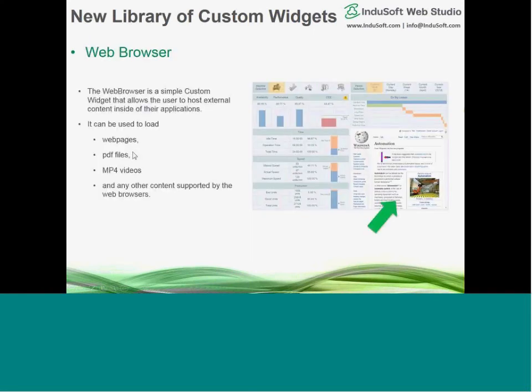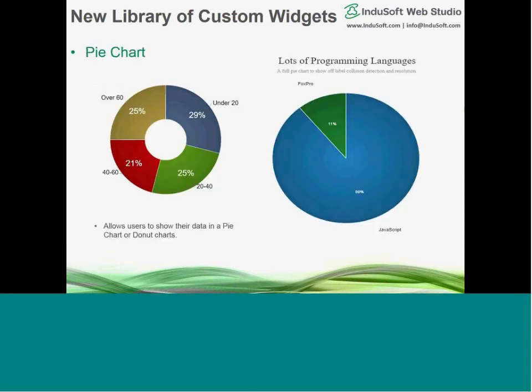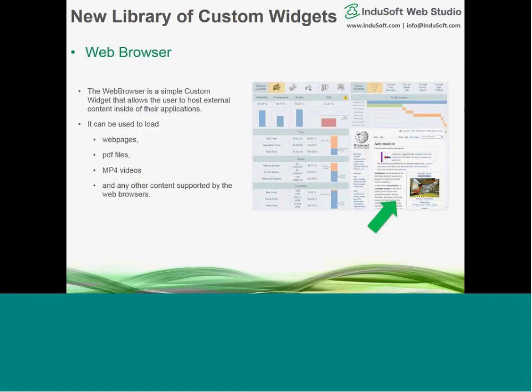Web browser. The web browser is a very simple object. Basically, you get to configure only two potential properties on it, the URL, and once it's loaded, and I wasn't even touching my mouse that time, I apologize. The property is the URL, and when the page is loaded, you get an event back so you can write a script on that. So it's really just a simple custom widget that allows you to host external content, and this could be web pages, PDF files, videos, or really any content supported by web browsers.